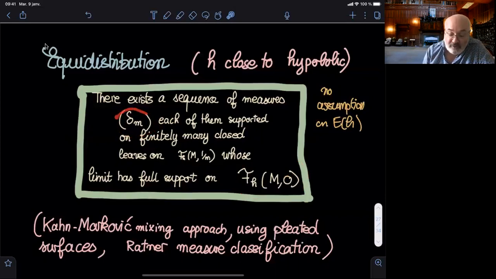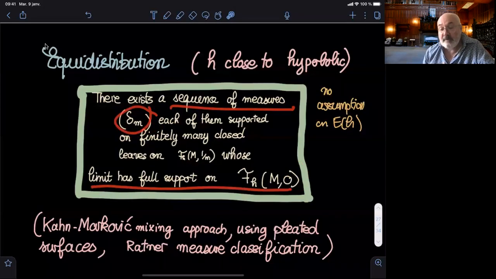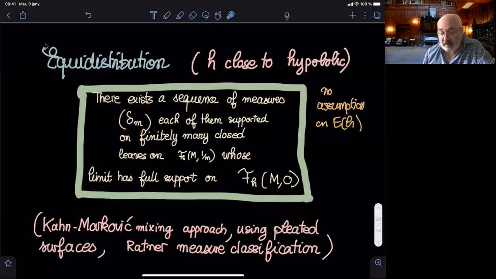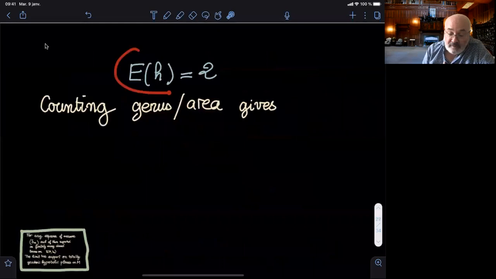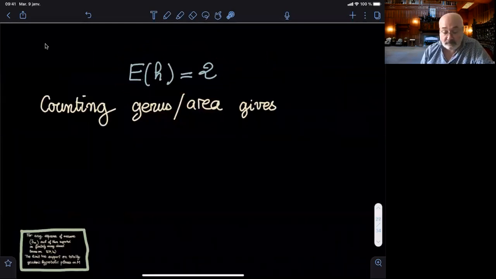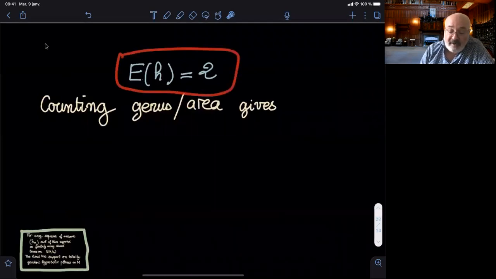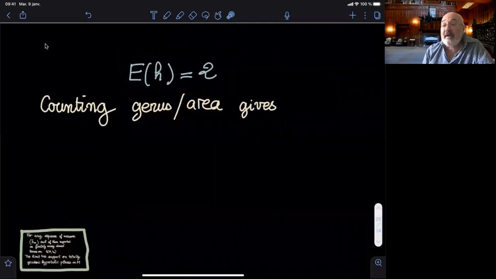And for this, you have to go into the proof of Kahn-Markovitch itself. So you have a sequence of measures which become equidistributed. Now here I use the fact that I want to prove my rigidity result, and I want to use the fact that this E of h is equal to 2. I'm not sure that the author gave a name for E.